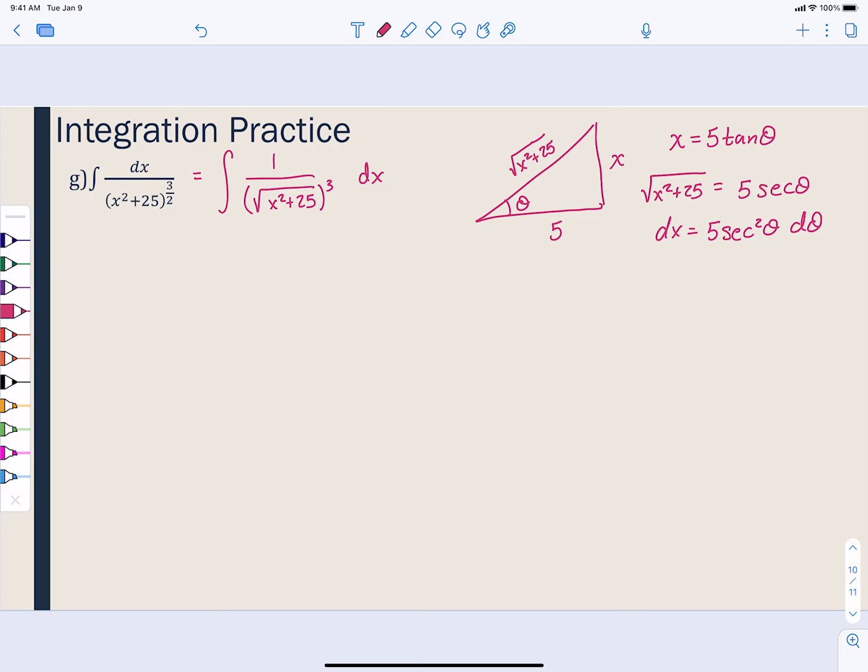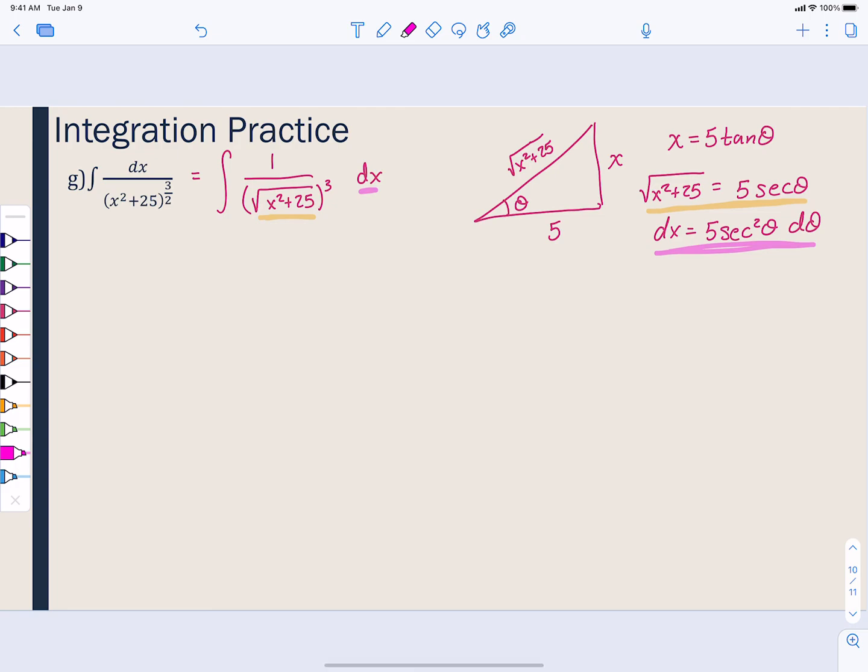All right, so again, sort of substitution wise, what we're going to do is we're going to use this one. That's going to go on the bottom of our fraction. And then we're also going to use this dx. That's going to go right here. So you don't necessarily use all of these all the time. It kind of depends on what's actually in your integral. So we're going to get 1 over 5 times secant of theta to the third power, and then times 5 times secant squared of theta d theta.